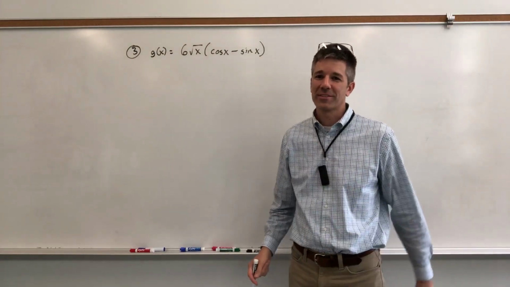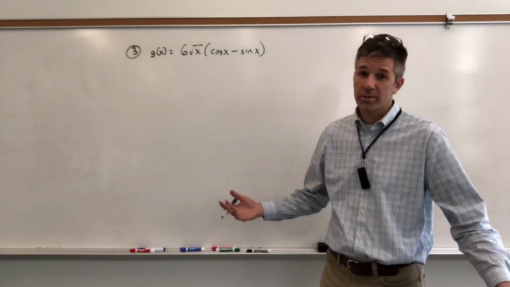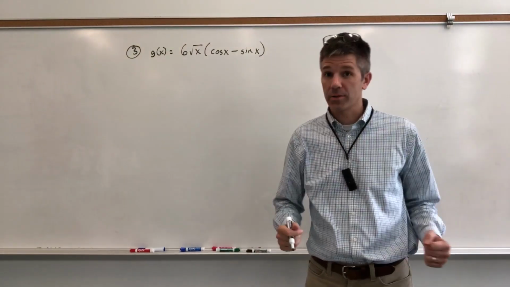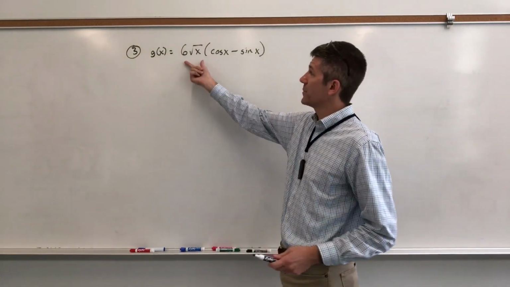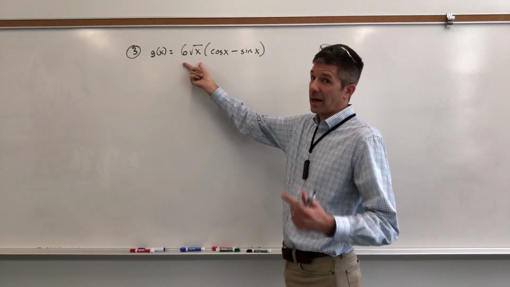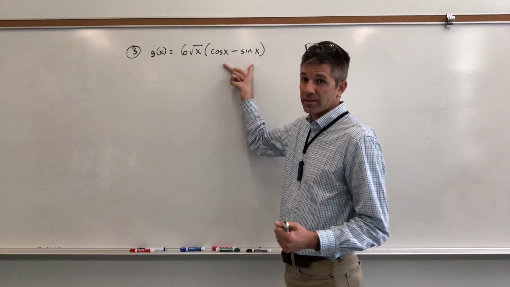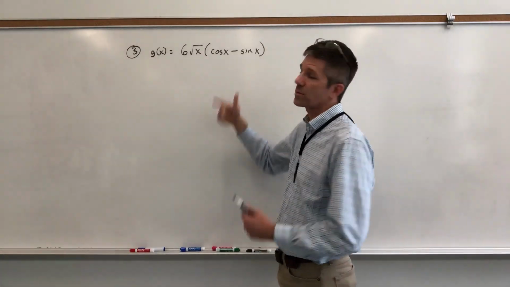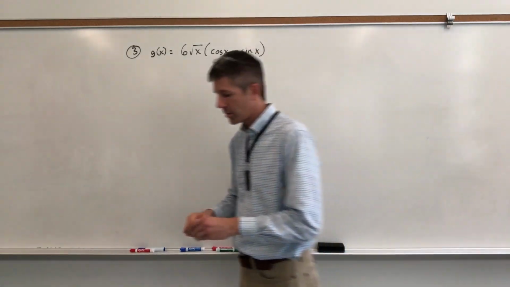Let's find a few derivatives. And those derivatives are going to involve the product rule or the quotient rule. In this case, it's going to be the product rule, and here's why. We have 6 times the square root of x times cosine x minus sine x. So 6 square root of x times this, but because I just said the word times in there, we're going to be dealing with the product rule.